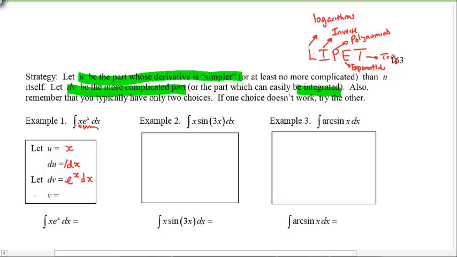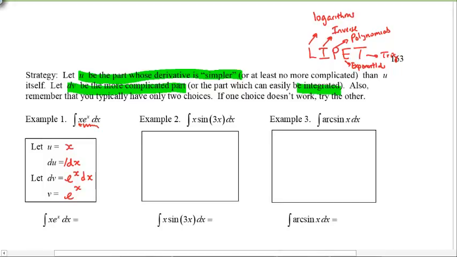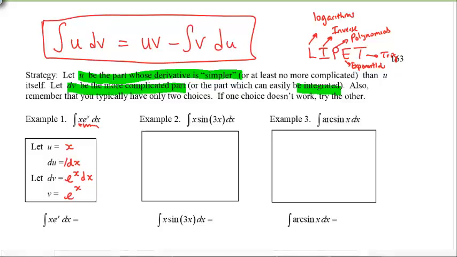And if I gave you dv, which is the derivative, and I asked you to find v, which is the integral of that, the integral of e to the x dx is just e to the x. So now that you have your components, now you can use the formula. Remember, the integral of u dv equals uv minus the integral of v du. You should memorize that. Or you could think, how can I memorize uv minus the integral of v du?